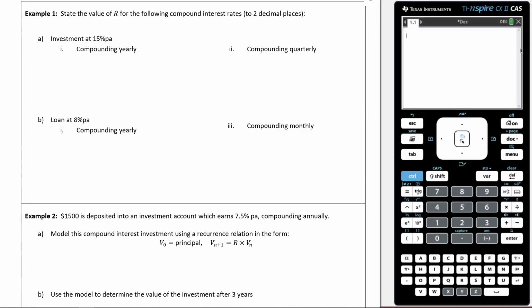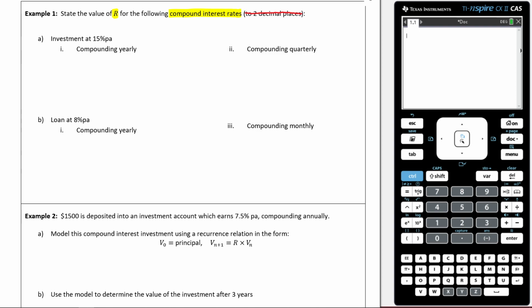All right, let us now answer example 1 here. It says we need to state the value of R for the following compound interest rates. Now, it says we need to do it to 2 decimal places. Can we just be a bit naughty and not do that? I think that doing any rounding here kind of destroys the question a little bit, so we're not going to round.